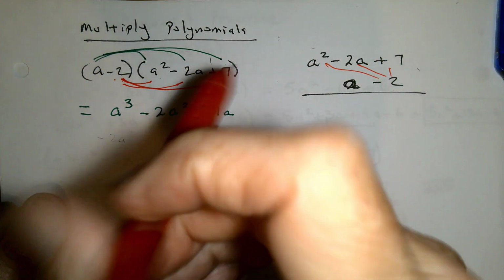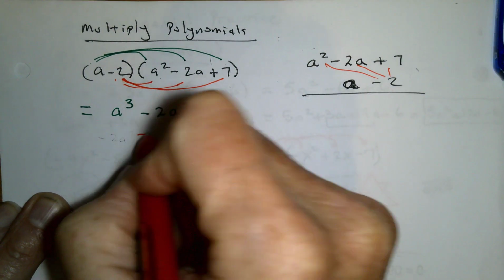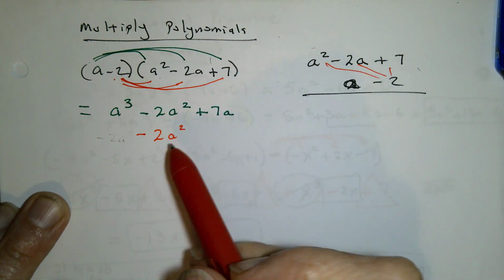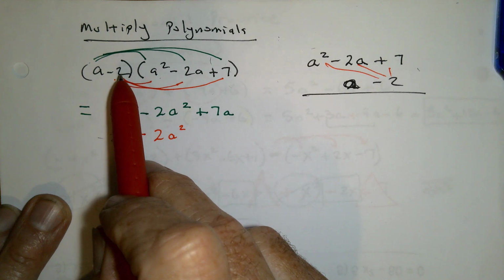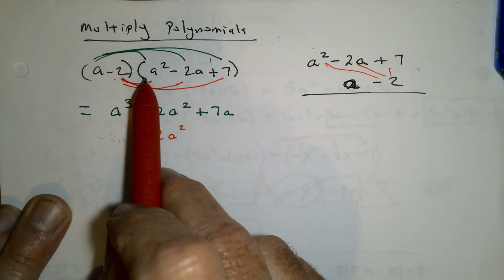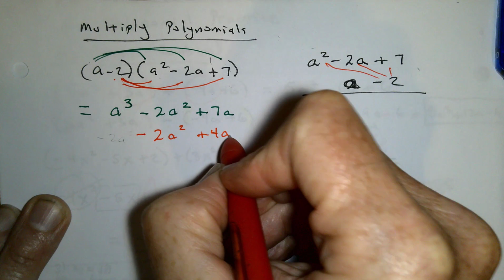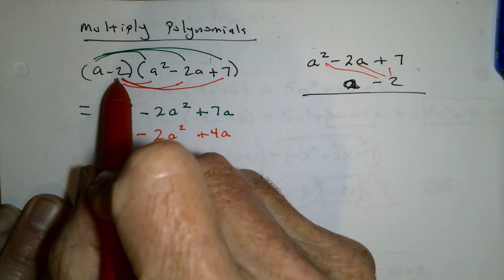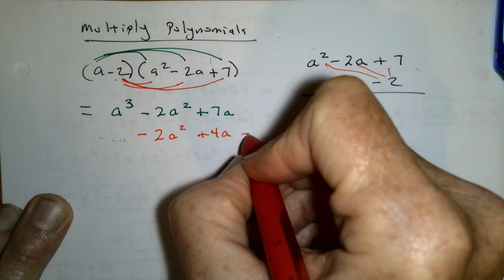Because -2 times a squared is a second power term, I'm going to write it right here, -2a squared. Hey, these are both second powers. They're going to be like terms. They'll be adding up later easily. Now I'm going to take -2 times -2a. Well, negative times negative is positive 4a. So I'm going to put the positive 4a right there. And those are like terms. Those are going to add up later nicely. And then the last multiply, the third arrow, is -2 times 7 is minus 14.